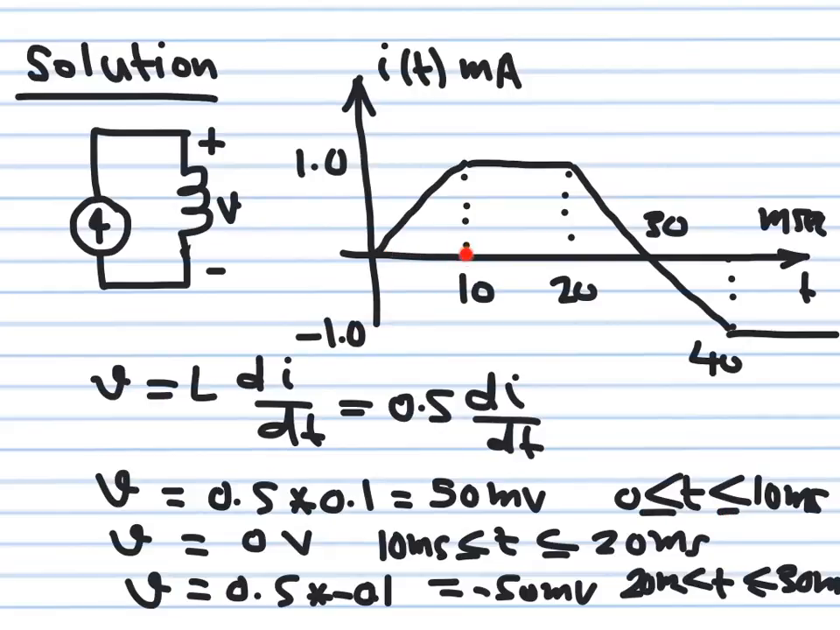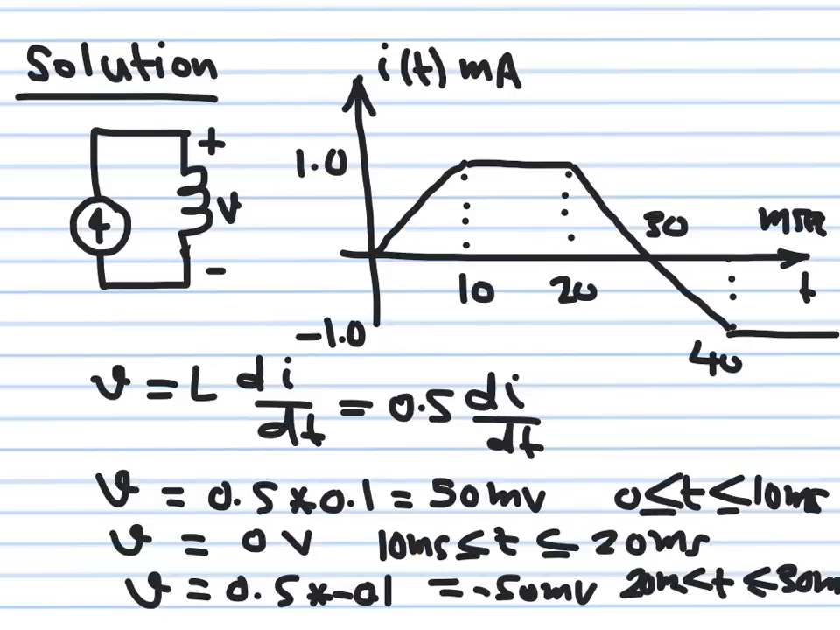Now in this part, between 10 and 20 milliseconds, the current graph is flat, so the slope is 0. This means di/dt will be 0 and the voltage will be 0. So the voltage will be equal to 0 volts between 10 and 20 milliseconds.